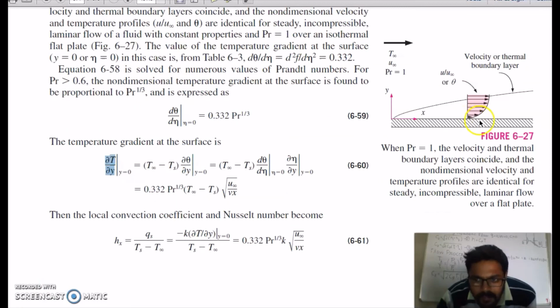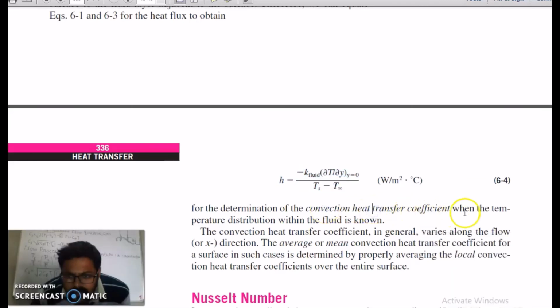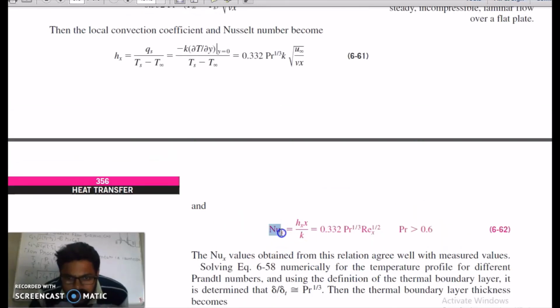We know at the boundary, at this place, conduction and convection are the same. So this is your convection term. This is your conduction term here. You can place this value of del T by del y here. You will get this equation. You can use this equation here, which gives the convection heat transfer coefficient when the temperature distribution within the fluid is known. We know the Nusselt number, which is Hx upon K.